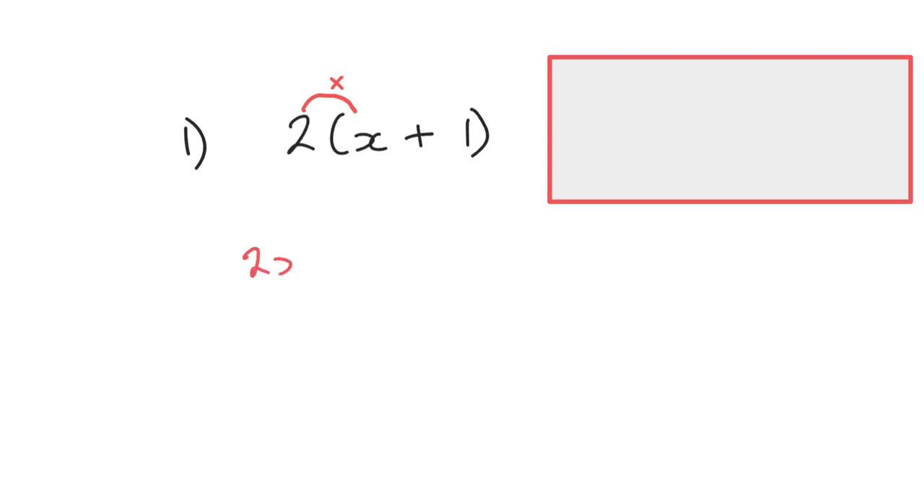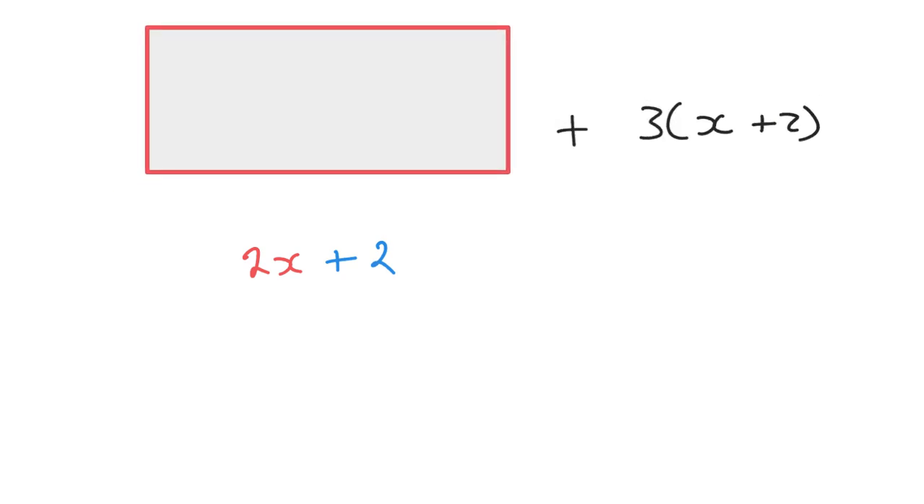So we get 2x times these plus 2. That's one side. Now if we look at the other side, we've got a plus 3 here, so it's a positive 3, times x, which is plus 3x. And then we've got 3 times 2, which is plus 6. So now I've expanded both brackets.